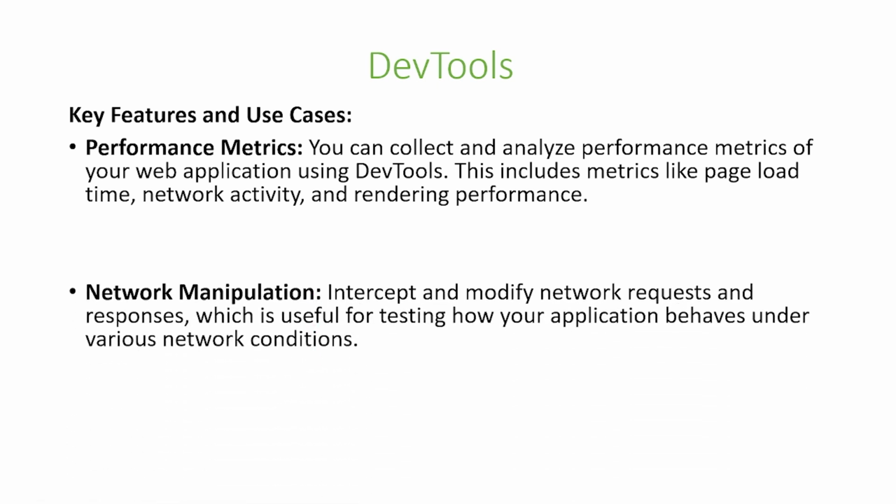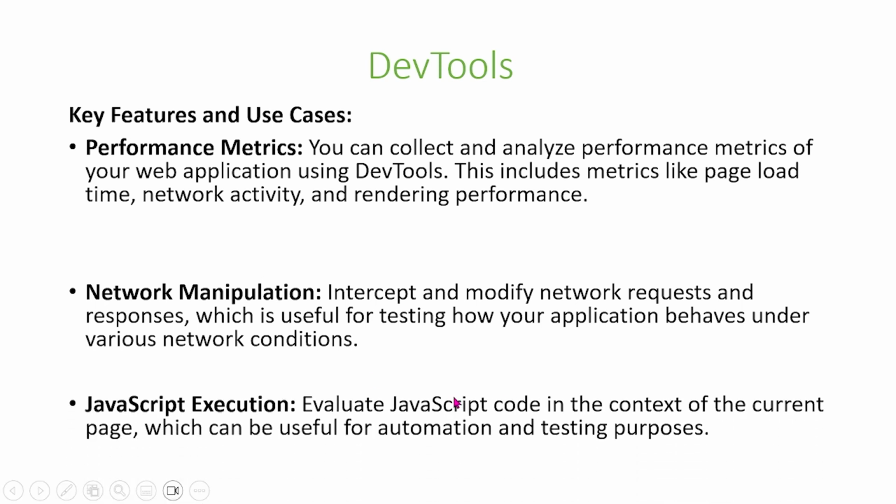This includes metrics like page load time, network activity, and rendering performance. You can also do stuff involved with network manipulation. You can intercept and modify network requests and responses, which is useful for testing how your application behaves under various network conditions. It can also do stuff with JavaScript execution. For instance, you can evaluate JavaScript code in the context of the current page, which can be useful for automation and testing purposes.